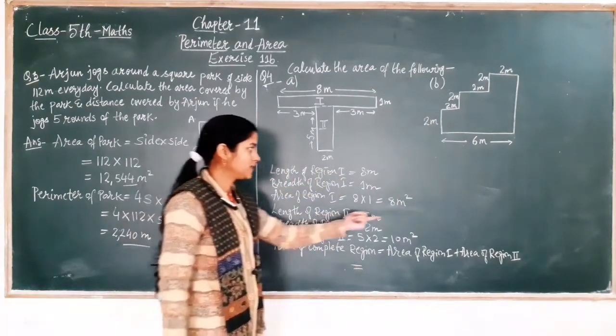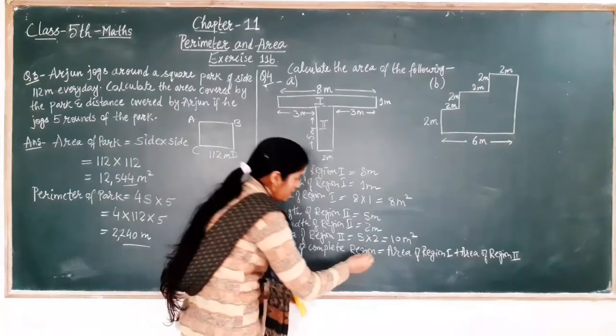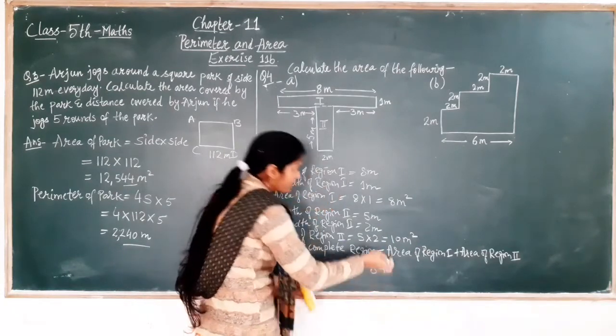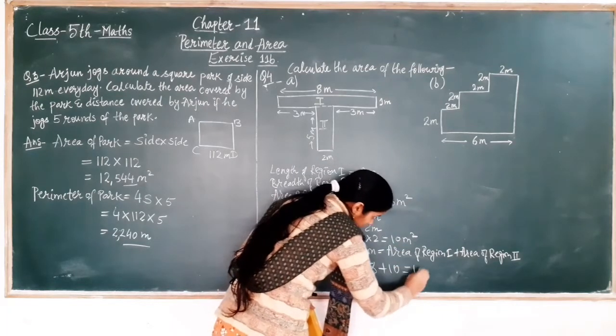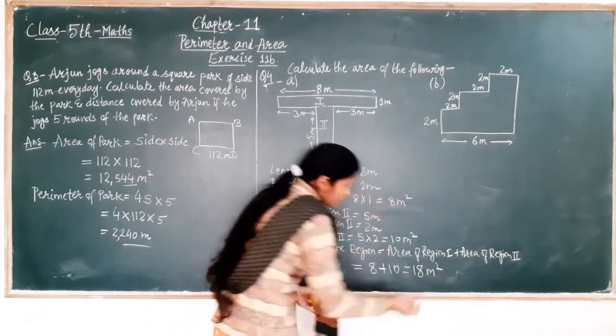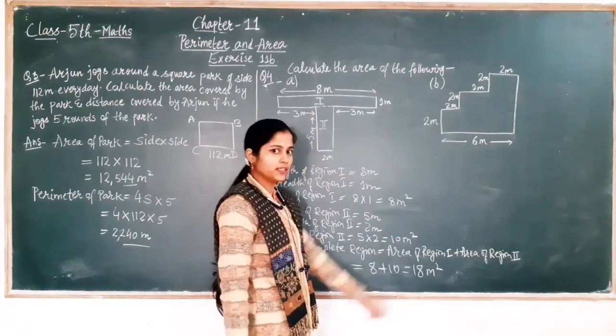So what is the area of region 1? It's 8. And what's the area of region 2? It's 10. So total area is equal to 18 meters square.